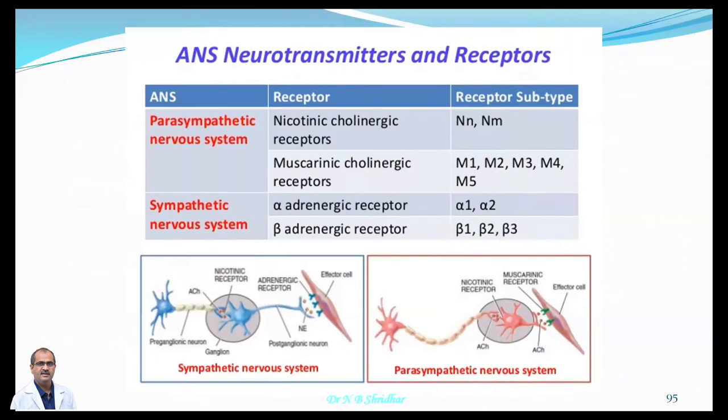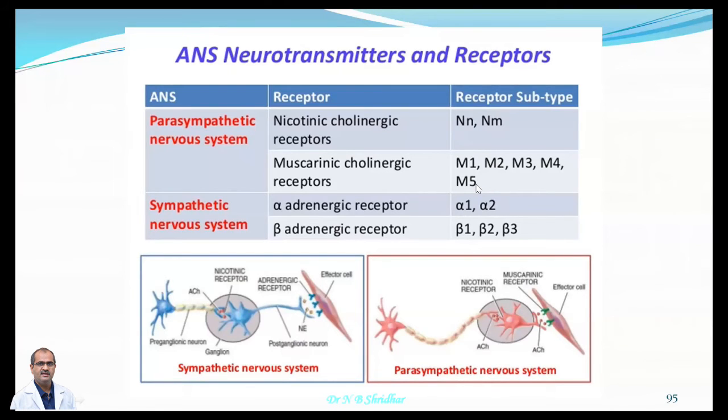Here we can see the differences in the autonomic nervous system, neurotransmitters, and some of the receptors. What are all the different receptors? Please remember this particular graph. The parasympathetic nervous system consists of nicotinic cholinergic receptors and muscarinic cholinergic receptors. One receptor subtype is NN, in neurons or the nervous system. NN type receptors are present, whereas in muscles, NM type receptors are there. So make this very clear. The muscarinic cholinergic receptors range from M1 to M5.